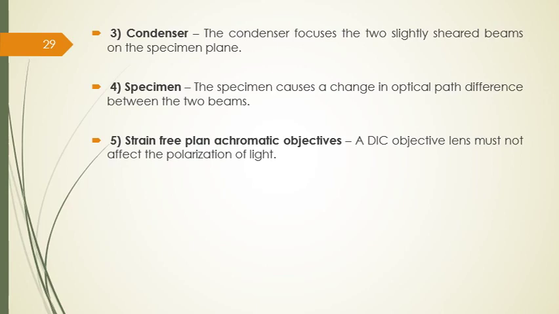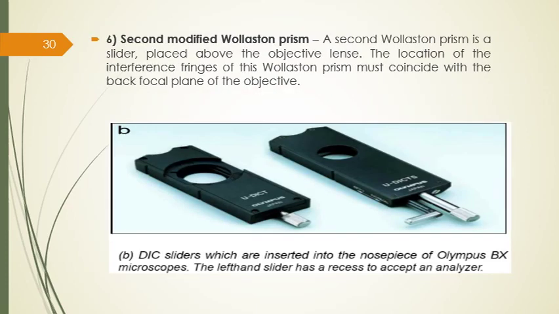This can happen if the glass elements of the lens have been subjected to stresses that cause slight variation in the refractive indexes. So it's very difficult to manufacture an apochromatic lens that is strain free because of the large number of lens elements. Next we have the second modified Wollaston prism.